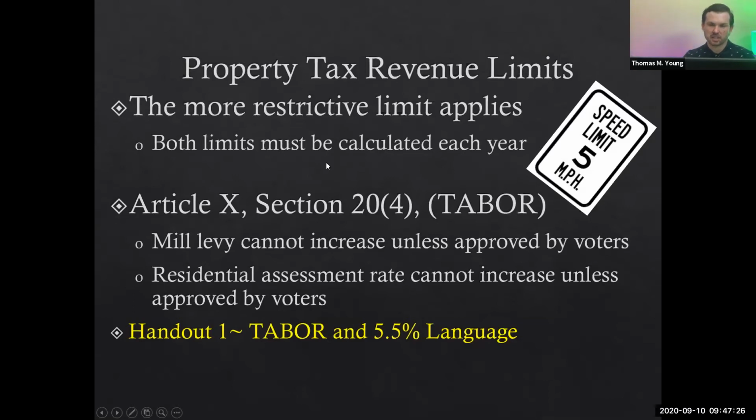There are a couple other restrictions on those revenue limits. In TABOR, we have a restriction that the mill levy cannot increase unless approved by voters. In TABOR, we also have that no assessment rate can increase unless approved by the voters. So this assessment rate not being able to increase has led to what we call the ratchet down effect on the residential assessment rate. It started out at 21% back in 1983.